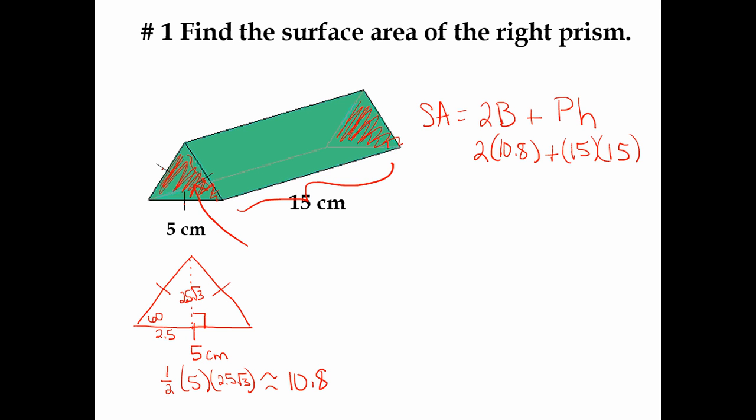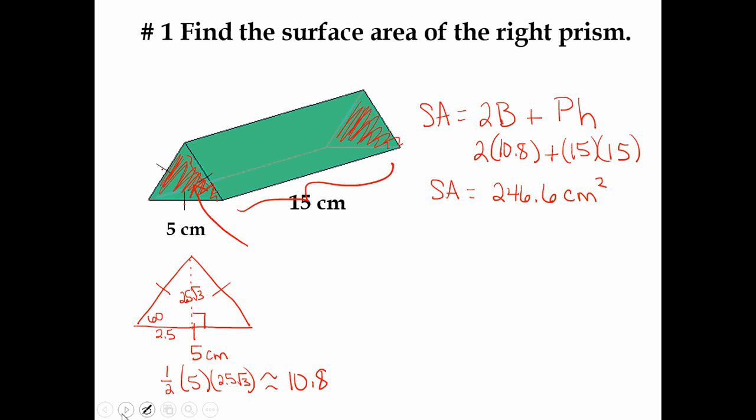So now if we find that surface area, 2 times 10.8, and again, you can go ahead and type this all in your calculator in one step if you have one of those handy dandy scientific calculators. It will do it all in one step and you don't have to type several steps in here. But if you type this all in, you get a surface area total of 246.6 centimeters squared for surface area.